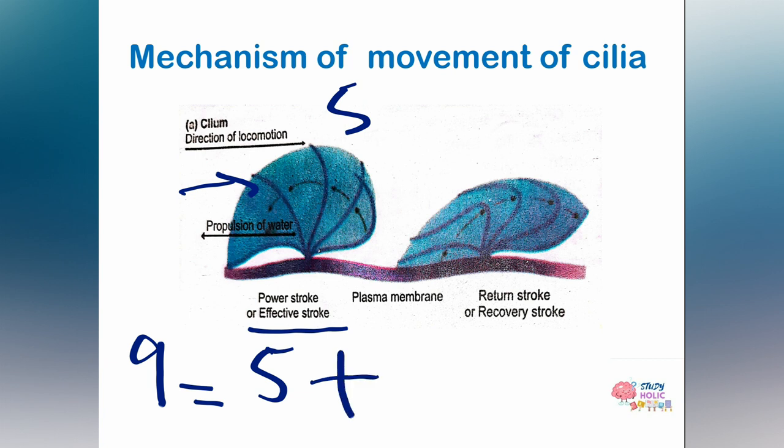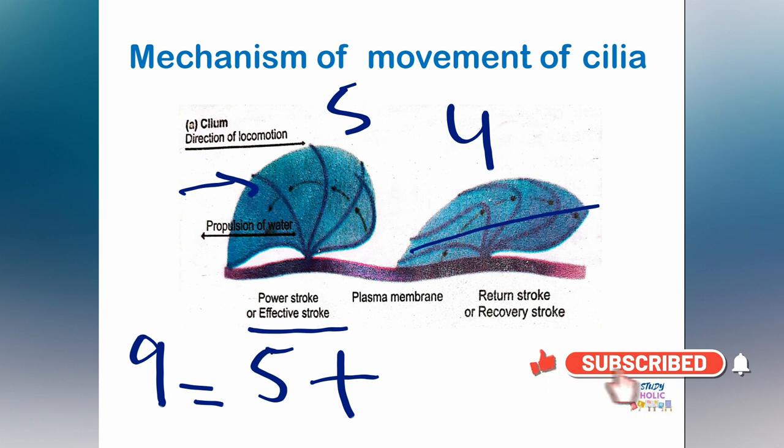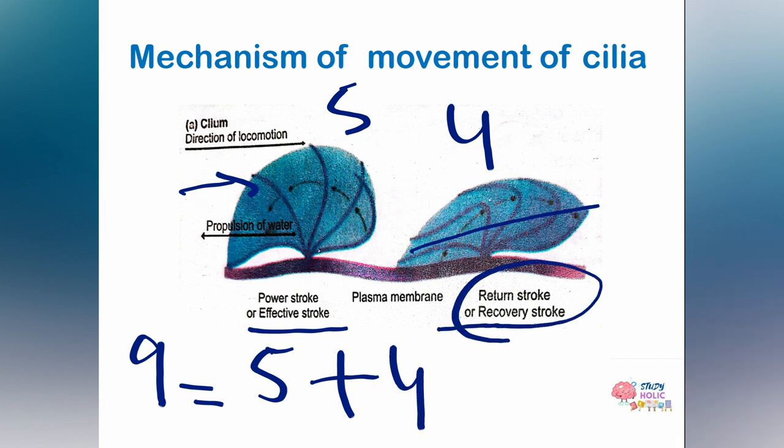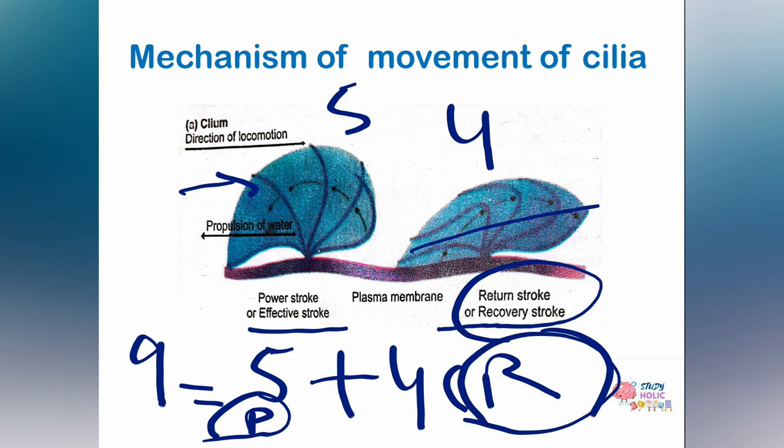Now the next one. As you know, after 5, 4 are remaining. The 4 fibrils are remaining for the contraction. And when the 4 out of the 9 fibrils contract, the cilia becomes straight. And when it becomes straight, the movement takes place, and this is known as the return or the recovery stroke. Right? So the 5 forms the power stroke, and the 4 fibrils contraction forms the return or recovery stroke. Right? 5 for the P and 4 for the R. PR. Let's make a mnemonic.